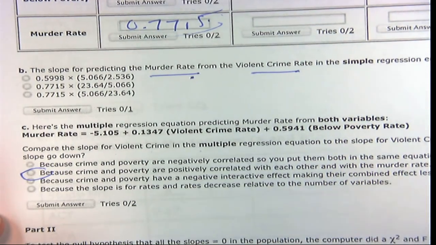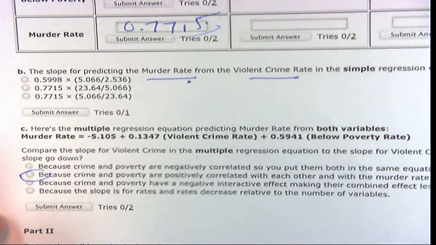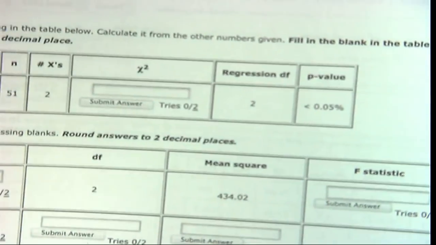Now, where's the R? I guess I don't have it. Oh, it's in your homework. The R squared will always go up or stay the same every time you add a variable to a model. All right, I think that's it.